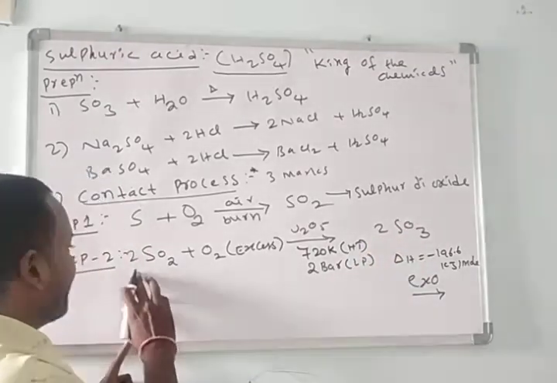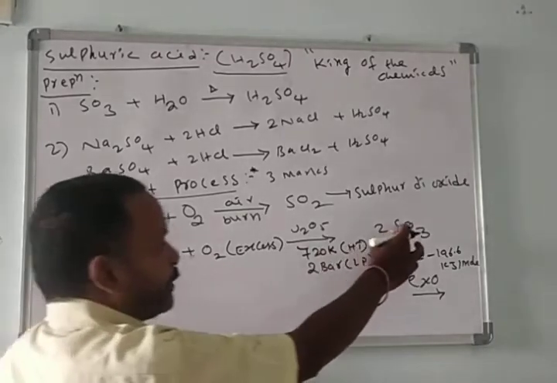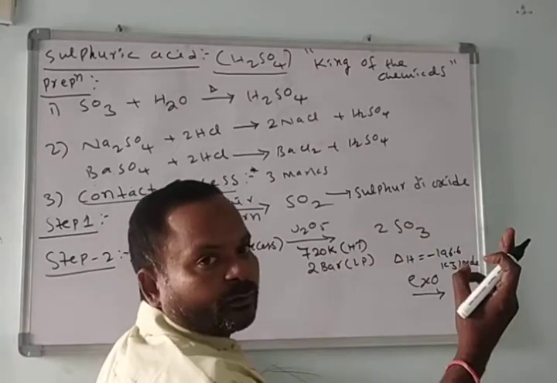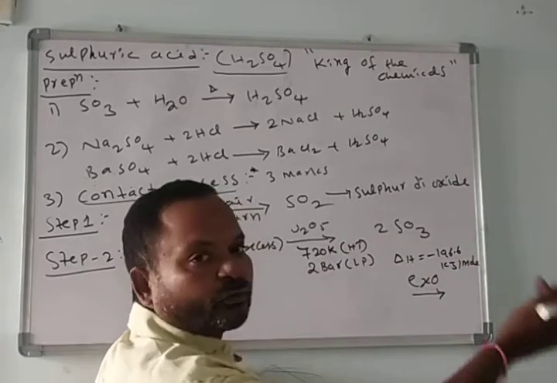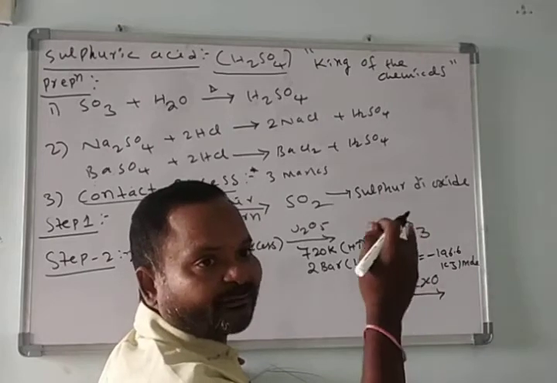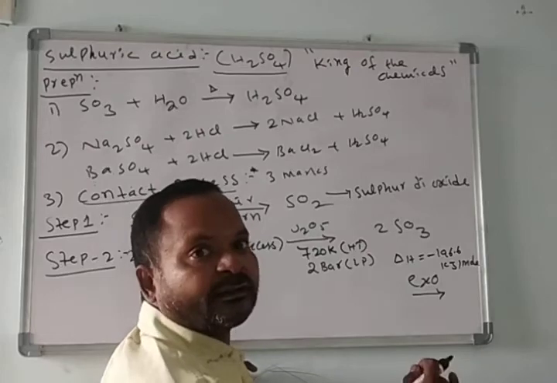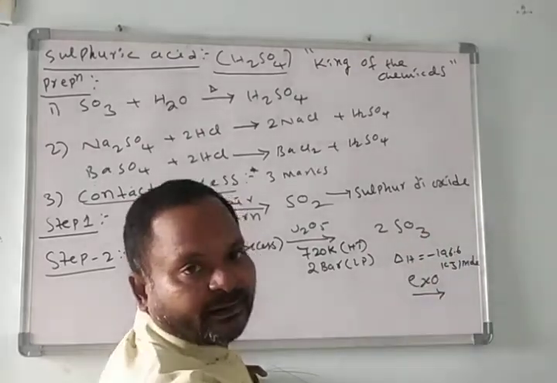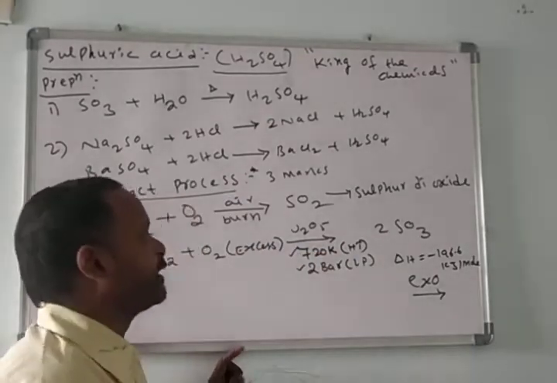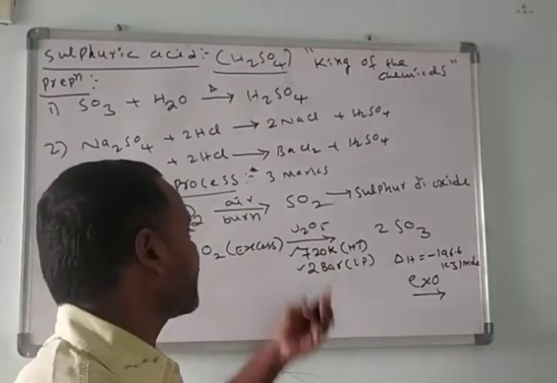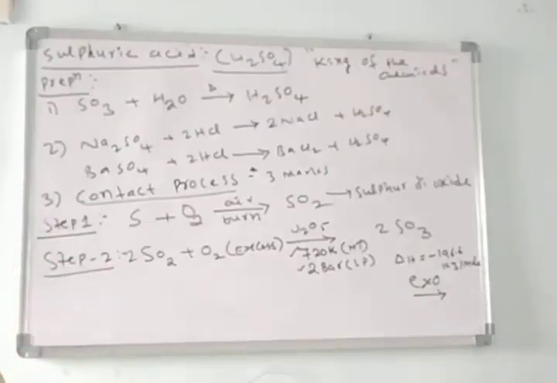See here, how many reactants are there? 3, right? 2 plus 1, 3 reactants. How many products are there? 2. Low pressure moves the equilibrium toward the right side, that means the product side. High temperature also moves toward the product side. That's why we use these conditions: 720 Kelvin temperature, 2 bar atmosphere pressure, vanadium pentoxide catalyst. This is the second step.